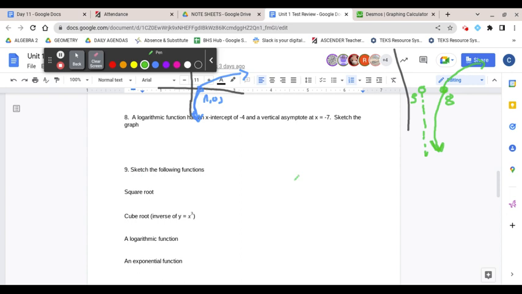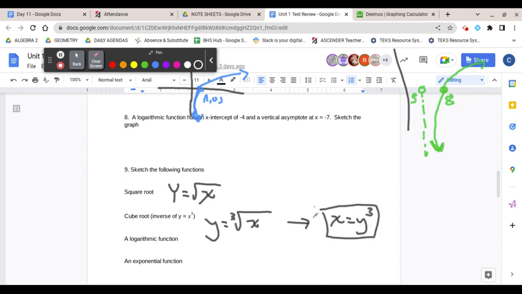Sketch the following functions. You could type these in the calculator and do these yourself on Desmos if you don't already have sketches of these. So for the square root, we have our f of x or y equals root x. For the cube root, what you'll do in Desmos is y equals cube root of x. You could also do it as the inverse of y equals x cubed, so you could type x equals y cubed into the calculator. Logarithmic function, log base 2 of x equals y.